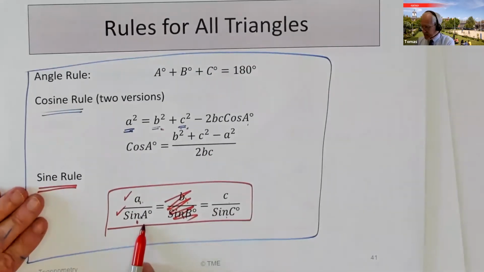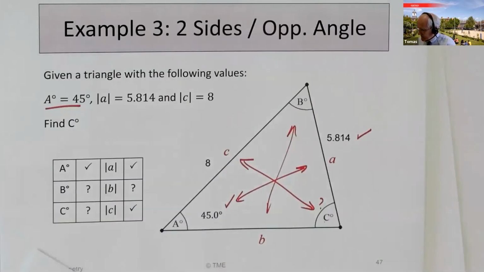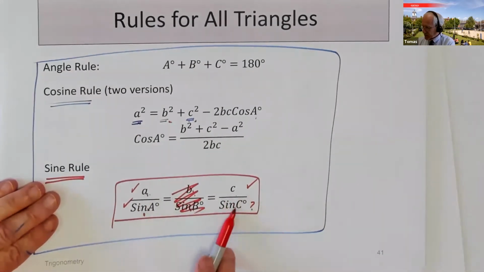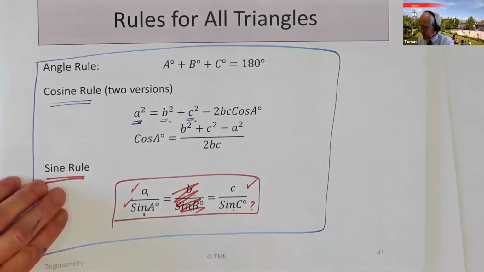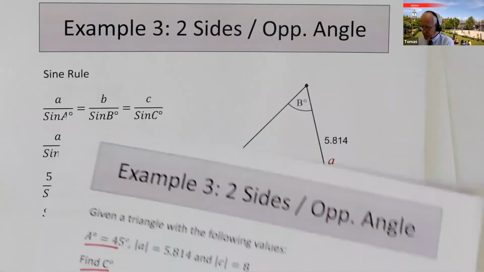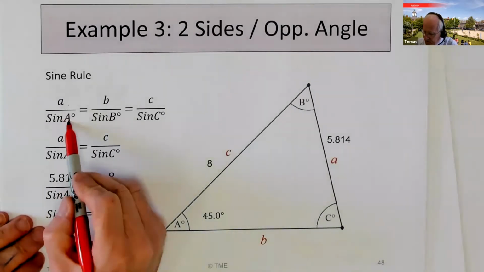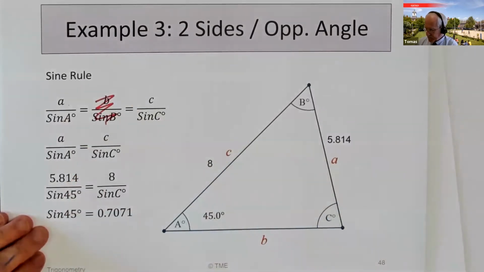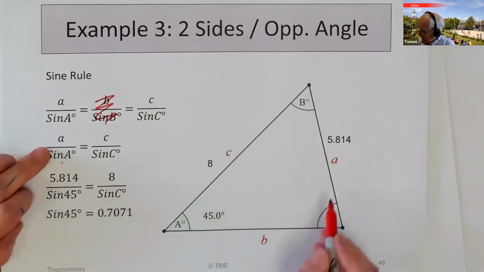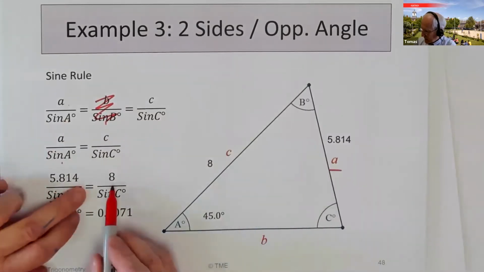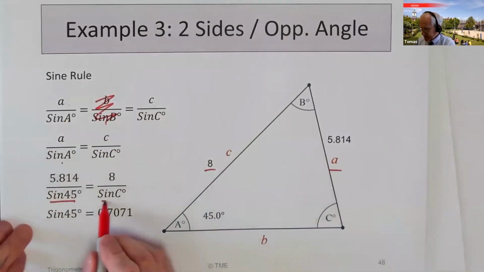Well, I know the angle A, so I can find sine A. And C I know, and this I don't know. So if I've got an equation like that, where I only am missing one thing, I can solve that equation. Okay, so I'm going to use the sine rule. And the sine rule, A over sine A, B over sine B, C over sine C, I can get rid of that. A over sine A is 5.818 over sine 45, and 8 over sine C.